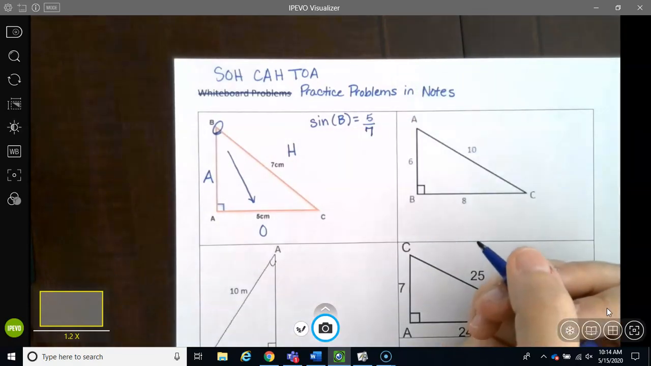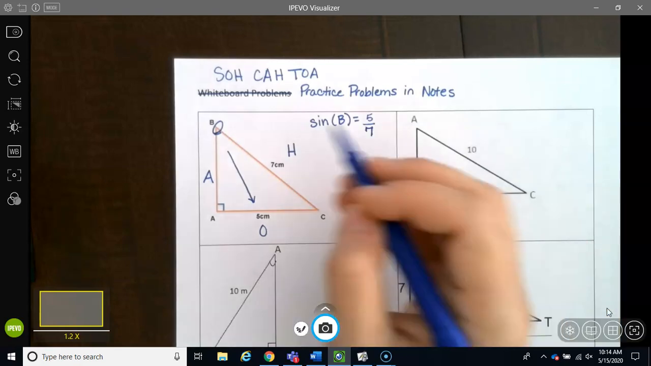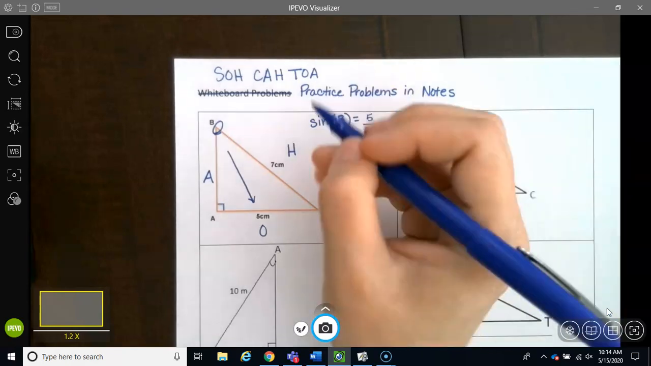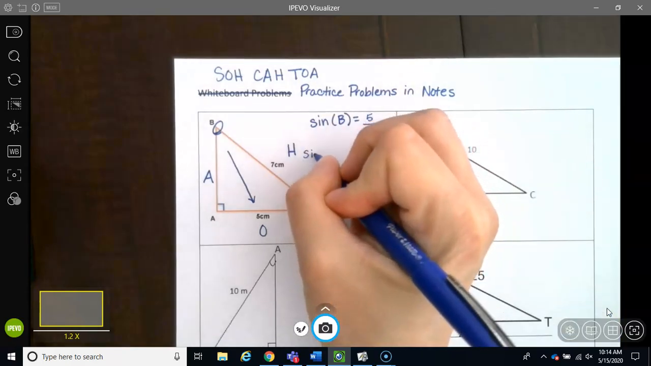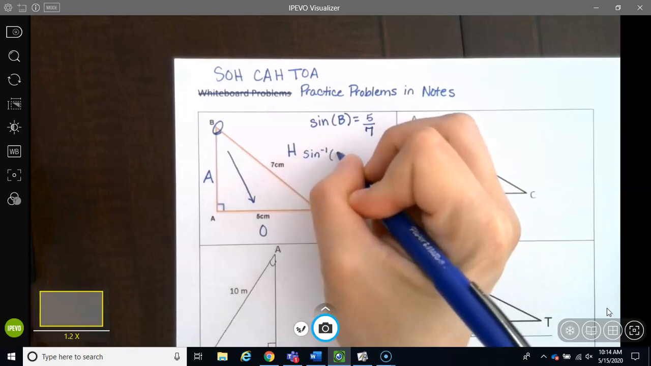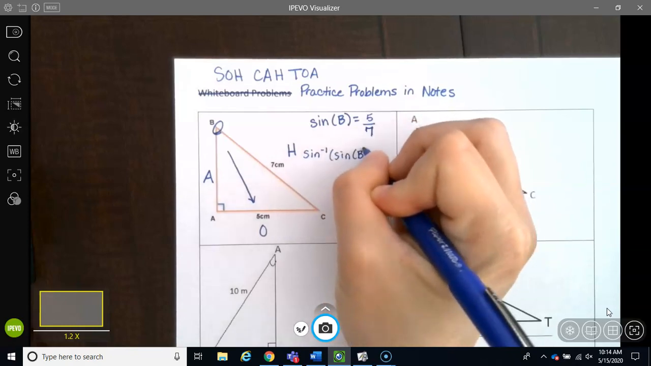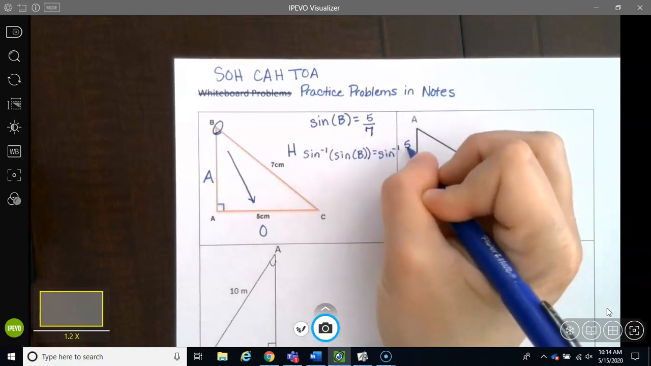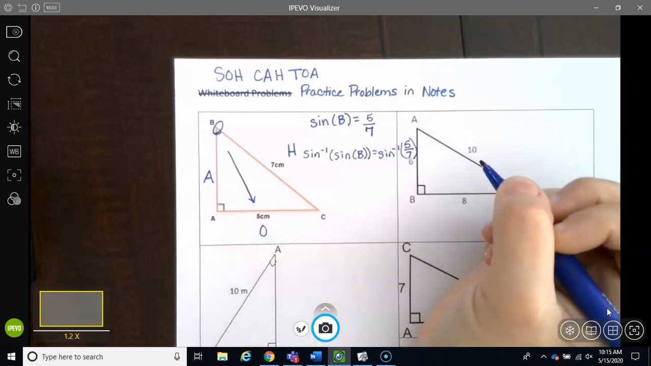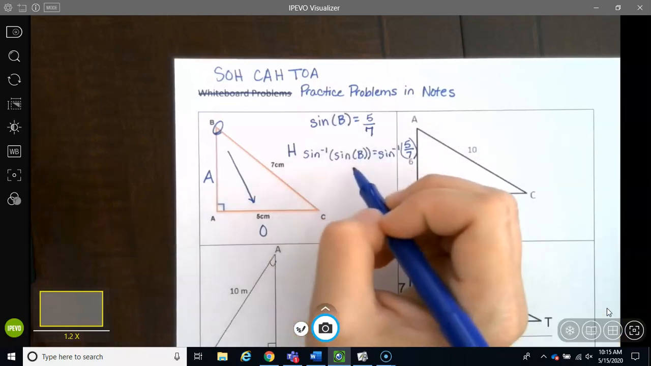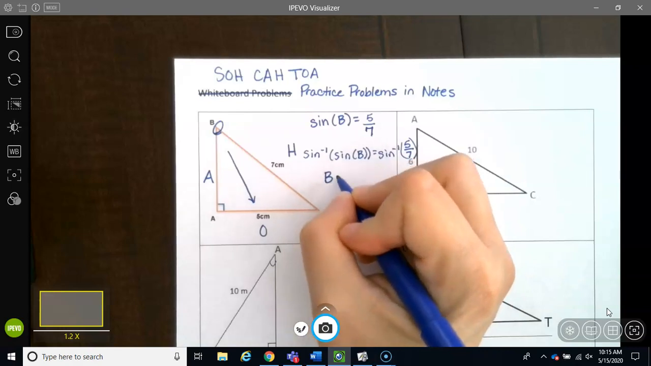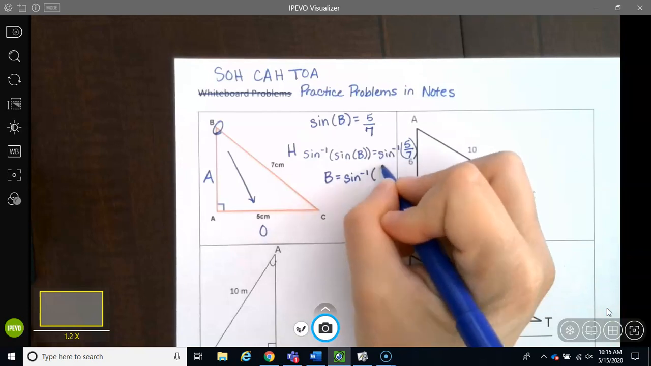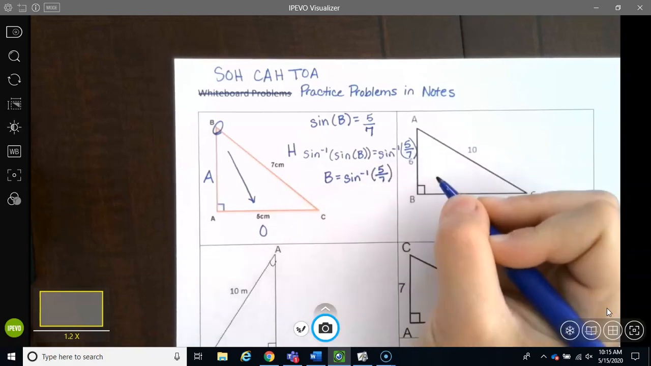Okay? And then now that we have our trig function set up, our goal is to get b by itself, so we have to get rid of the sine. To get rid of the sine, you do sine inverse of both sides. So sine inverse of sine of b equals sine inverse of 5/7. That cancels out my sine, so I'm left with b is equal to the sine inverse of 5/7, and that's what we have to plug into our calculator.